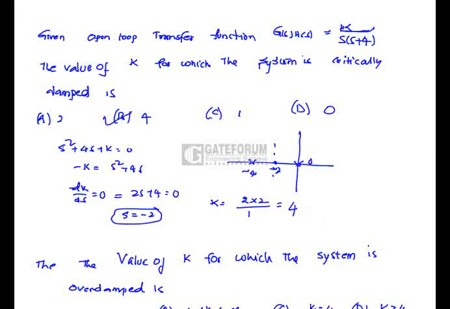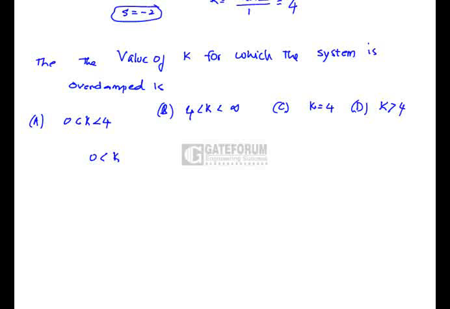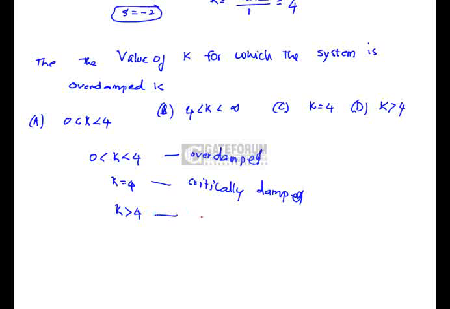Coming to the overdamped case, K from 0 to 4 is overdamped. At K equals 4 it is critically damped, and at K greater than 4 it is underdamped. So option A is correct.